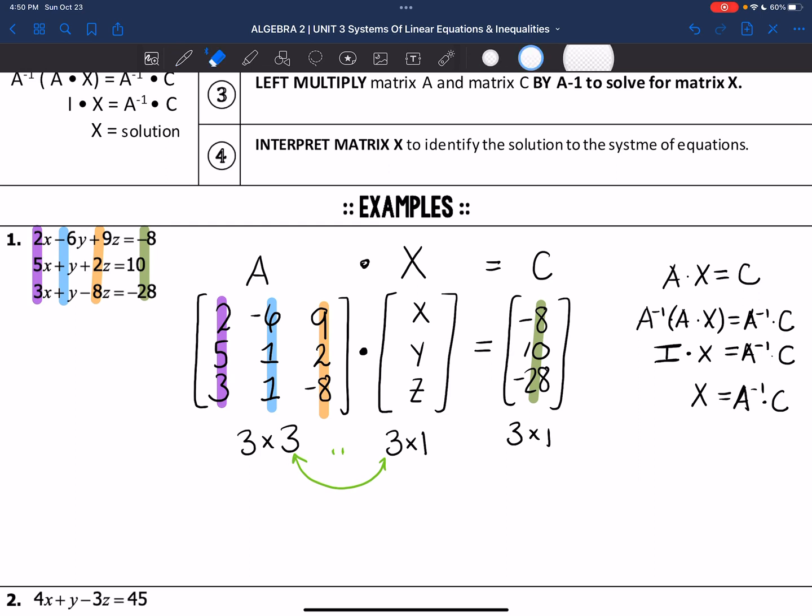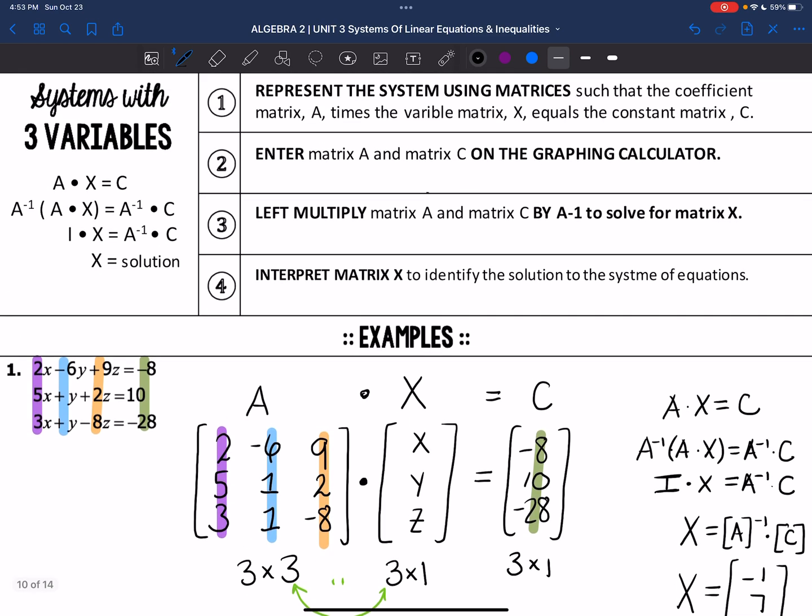So you would just need to type into your calculator. Let me make this a little bit neater here so that it'll look like it does on your graphing calculator. You're going to take matrix A inverse times matrix C. All right, and when you take that product in your calculator, you will have that X is equal to -1, 7, 4.